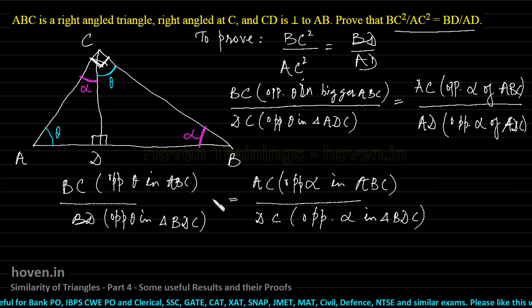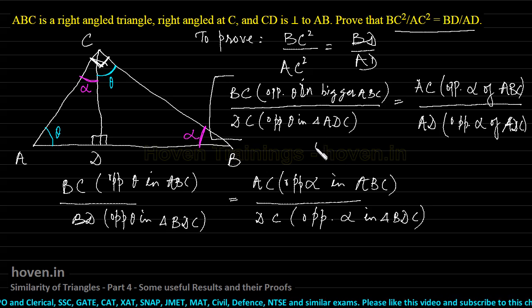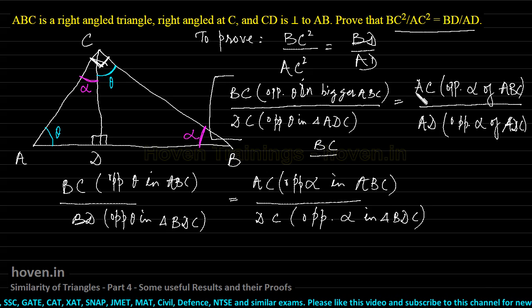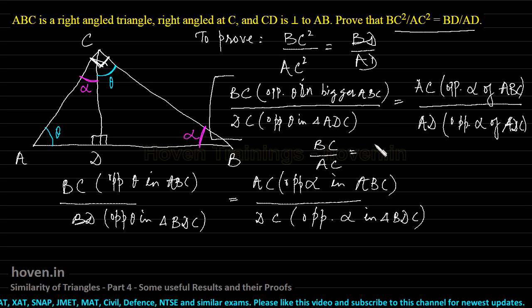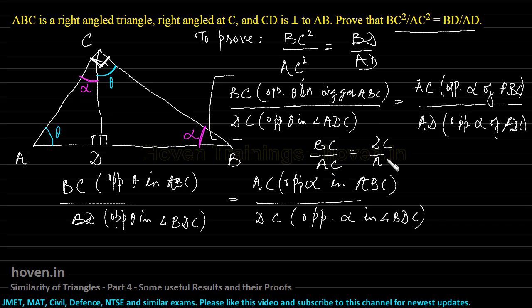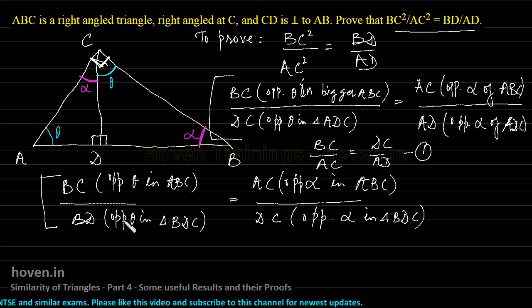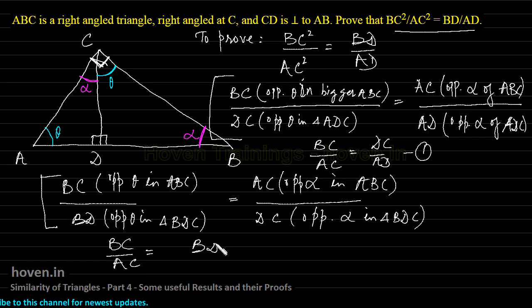Now it is just a game of realignment. This equation I will now realign. I will write it as BC by AC, bringing AC down, equal to DC by AD. This is one thing. Now let me realign this one, bring AC down, because my eye is on this. So BC by AC is equal to BD by DC. This is equation 2.